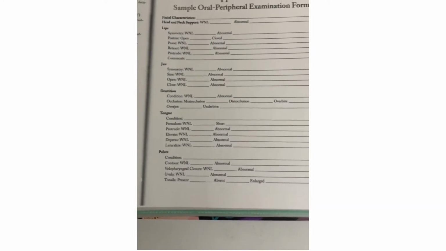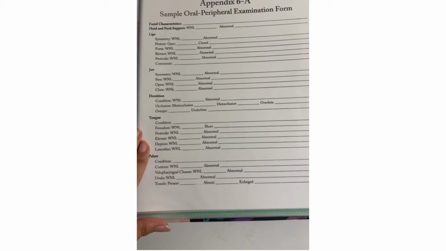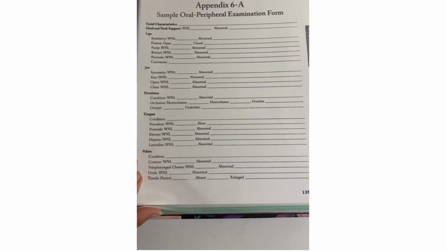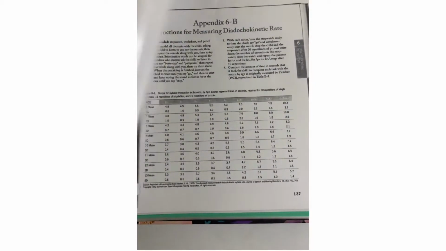Next one is oral mech exam section. So right here we have the oral mech exam. And here we have the Appendix 6A sample oral peripheral examination form. It's from Stein-Rubin. Here we have Form 1, the oral facial examination form.